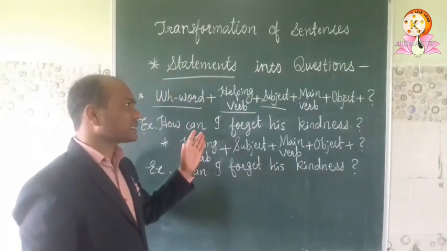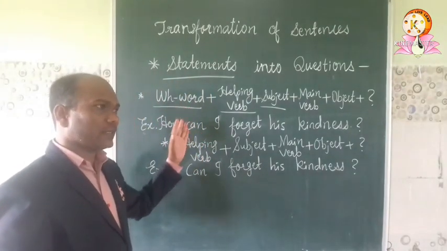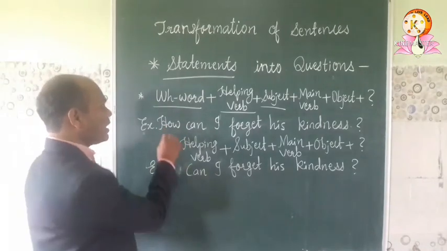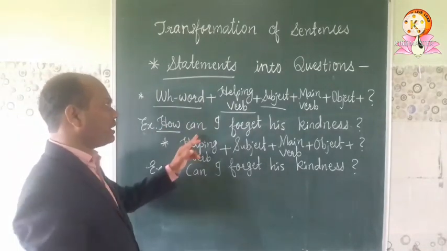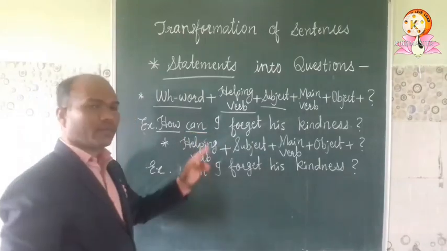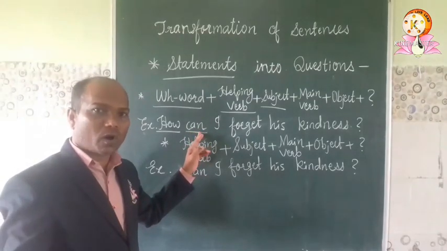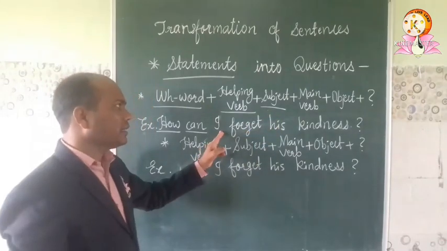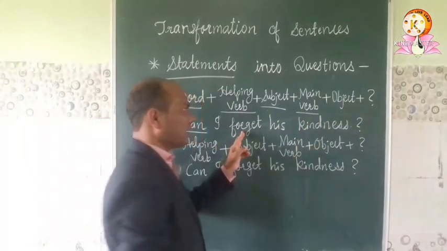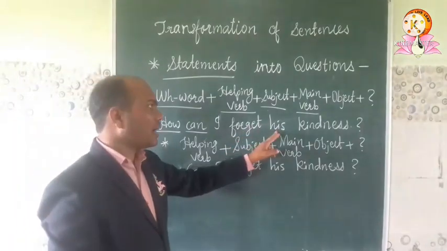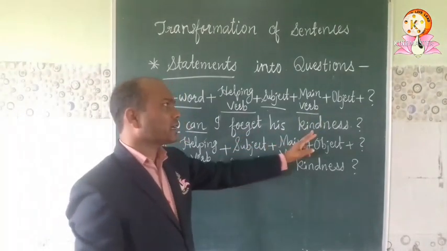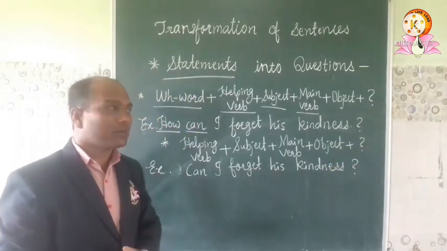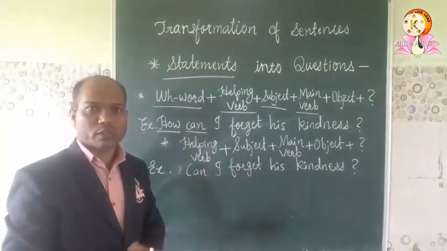Now, dear students, let us understand that structure with the help of example. First, WH word how, helping verb can, or it is also called as auxiliary verb. After that, subject I, then main verb forget. After that, object is kindness and it ends with question mark. In this way, we can make WH question.